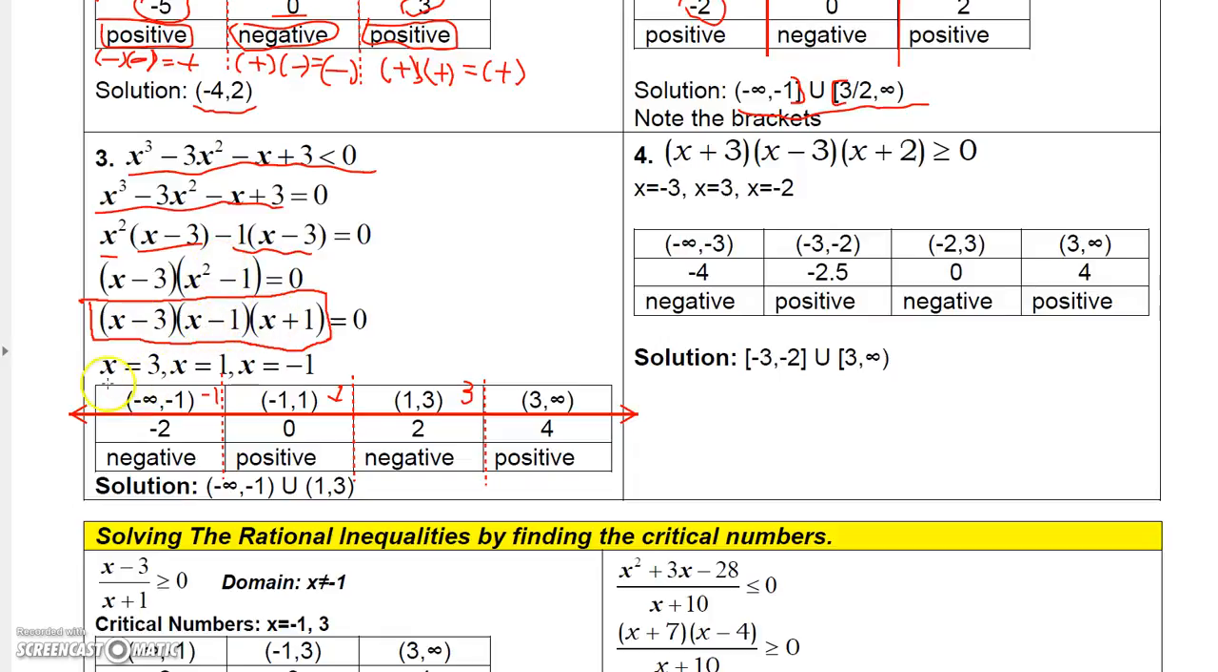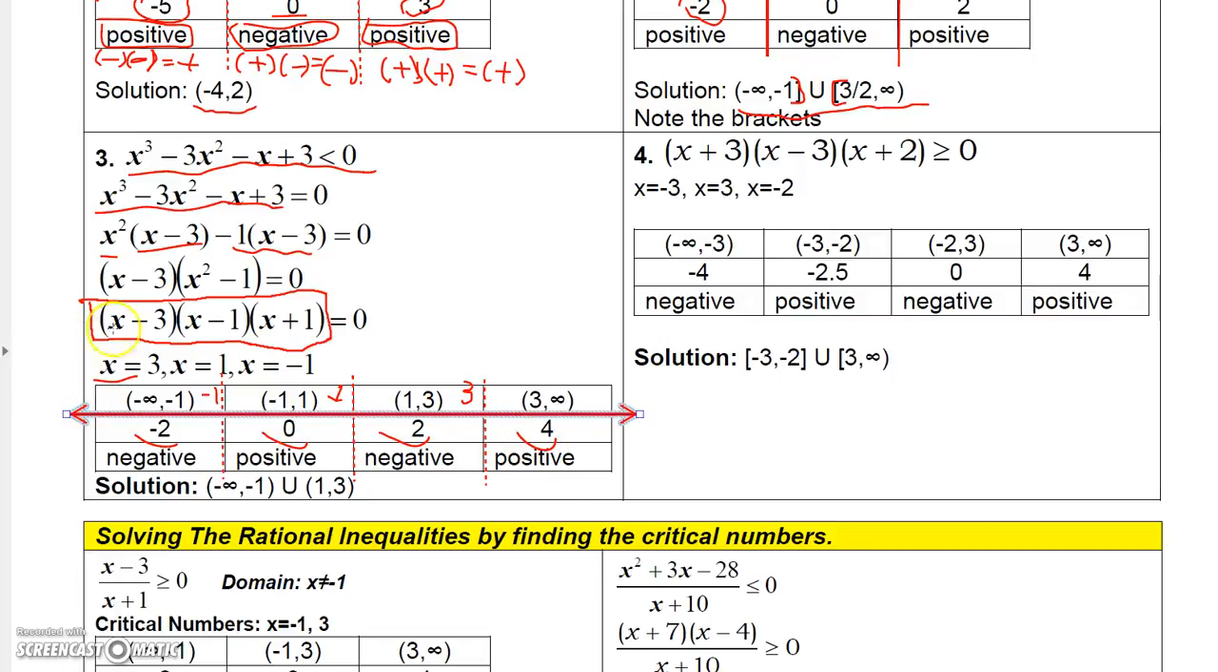Now, the 3 critical numbers I get from here are 3, 1, and -1. If I take my number line and break it at -1, +1, and 3, I get 4 intervals: -infinity to -1, -1 to 1, 1 to 3, and 3 to infinity. So I pick -2, 0, 2, and 4 as my test values.